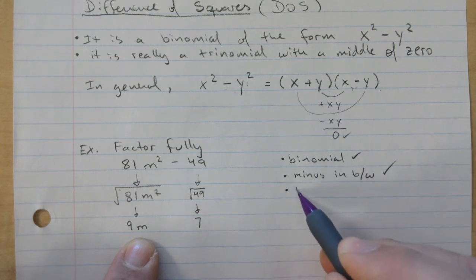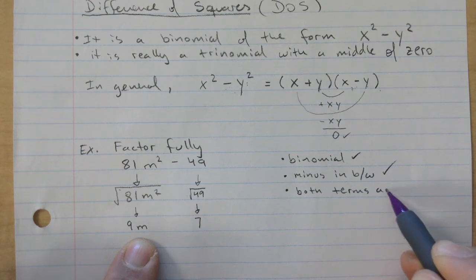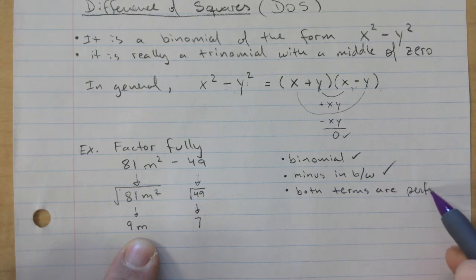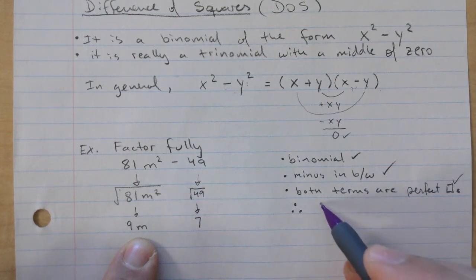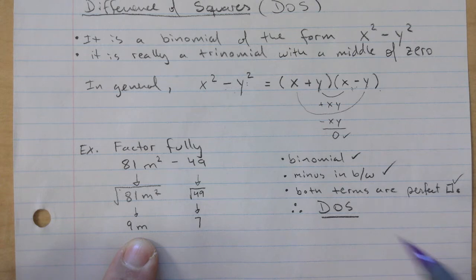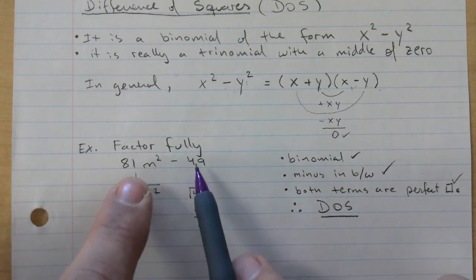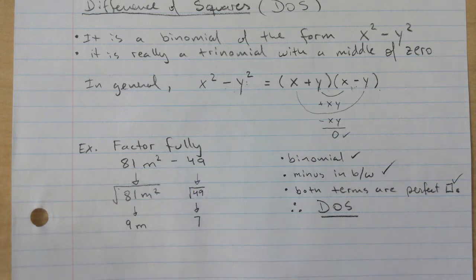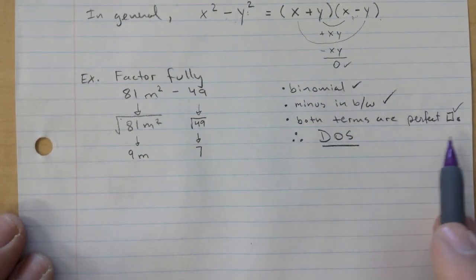So both terms are perfect squares. Okay, that's also a check. Therefore, it's a DOS. I'm sure everybody knows a little bit of Spanish. Dos, oh, there's two. It could be a DOS. Not necessarily. Most likely it is. It has to fit the criteria.